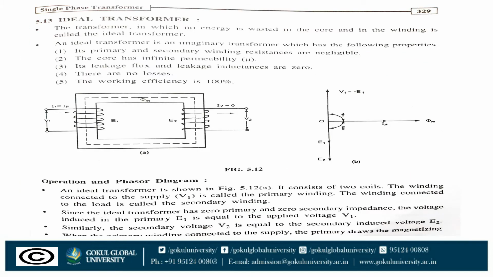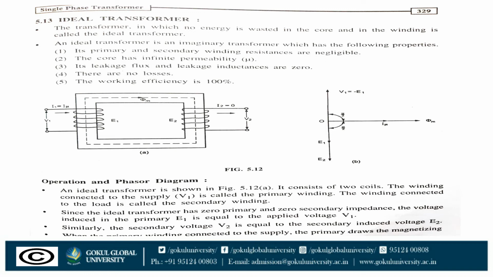Now the next topic is the ideal transformer. What is an ideal transformer? The definition is: a transformer in which no energy is wasted in the core and in the winding is called an ideal transformer. An ideal transformer is an imaginary transformer which has the following properties. First, its primary and secondary winding resistances are negligible, we can say equal to 0.